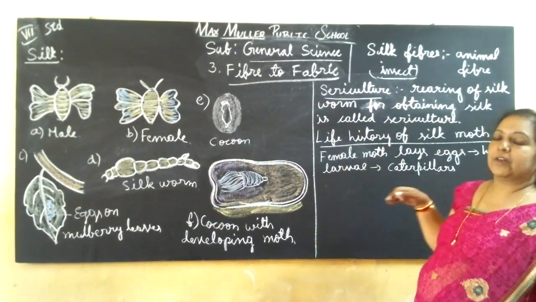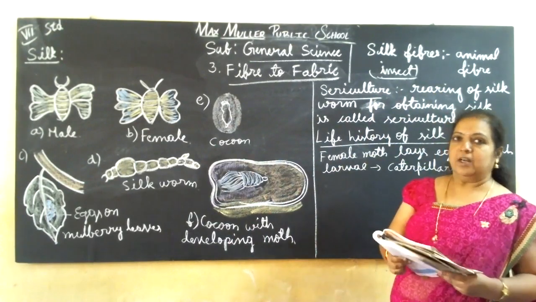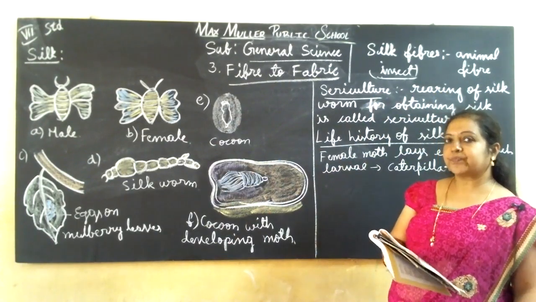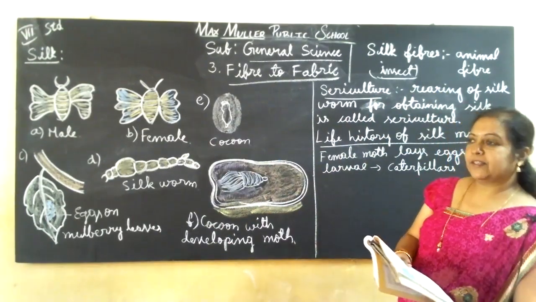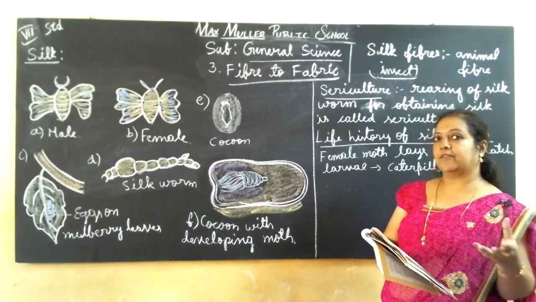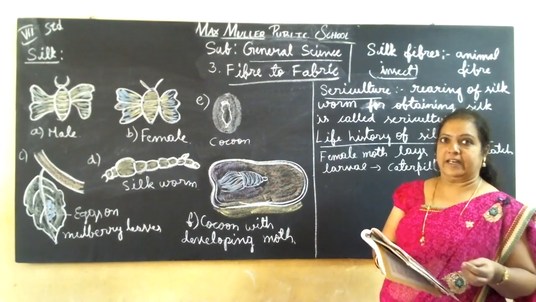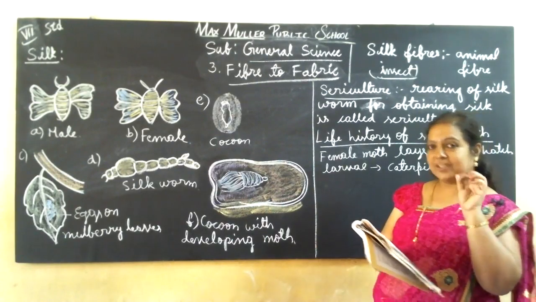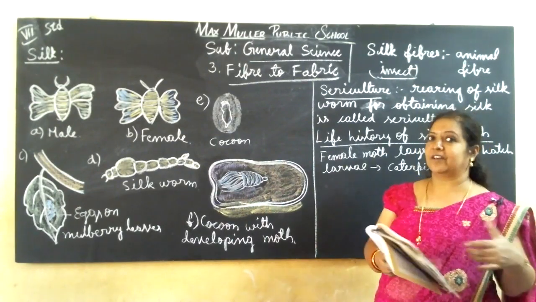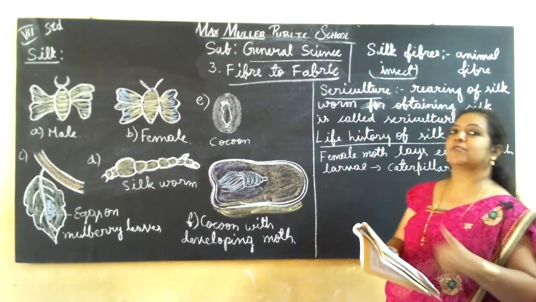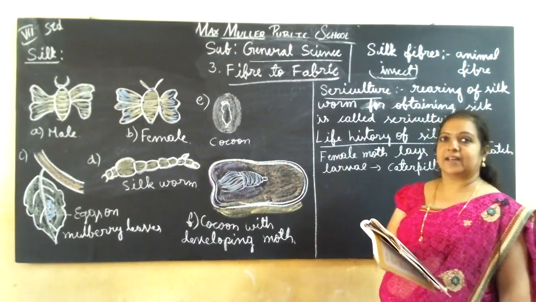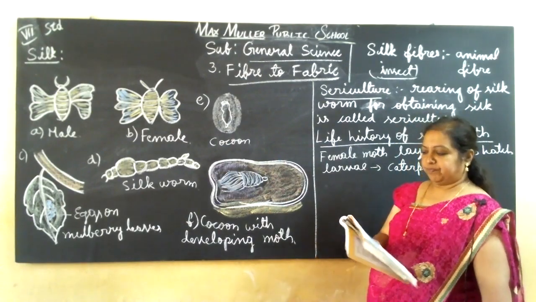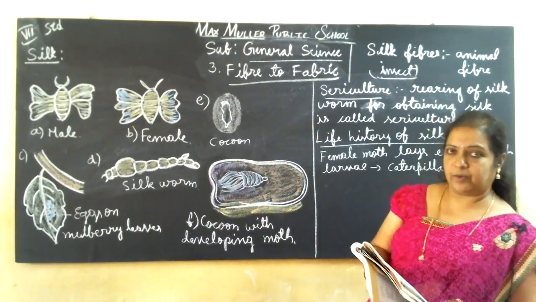Next, how we produce this silk, that we will see. For that they have given an activity: ask your grandmother, mother or aunt. Collect pieces of different categories of silk cloths and list the kinds of silk. They have different textures, and the shininess is also different. Collect different types of silk cloths and paste them in your scrapbook.